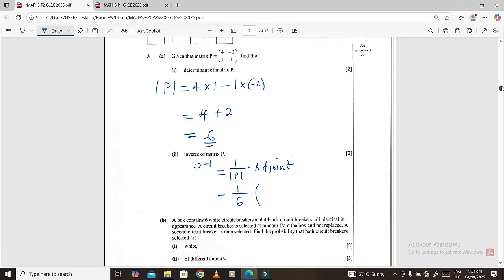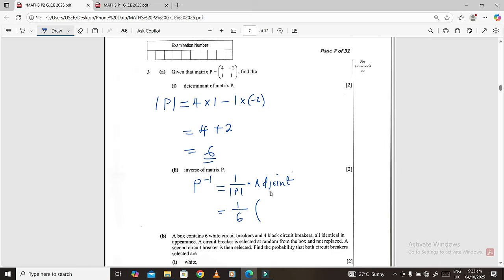So for the adjoint, we're going to say 1 here and then 4. The major diagonal will switch. This one will go to the position where 4 is, and 4 will go to the position where 1 is. For the minor diagonal, we only change the signs. So this is negative, it will be positive. This is positive, it will be negative, just like that.